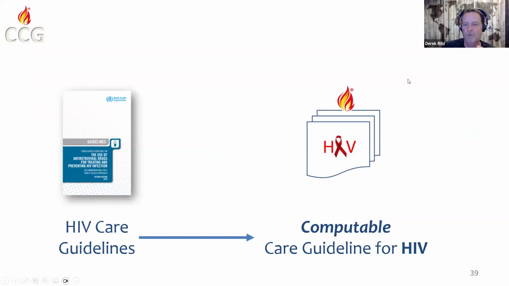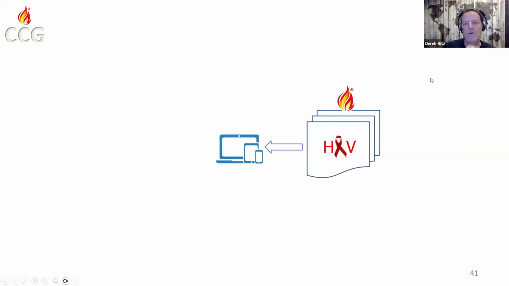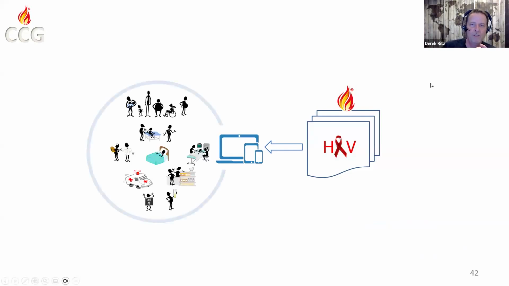So the game here is we take our HIV care guidelines, we express them in the FHIR standard as computable guidelines for HIV. In that computable specification, we will define what the minimum data set is for HIV care. We'll define what the workflow logic is. We'll define what reportable indicators are that will naturally and organically arise from the data that we'll collect during care delivery. And now these computable guidelines can be ingested by digital health solutions to operationalize guideline adherent care across the length and breadth of the care delivery network.